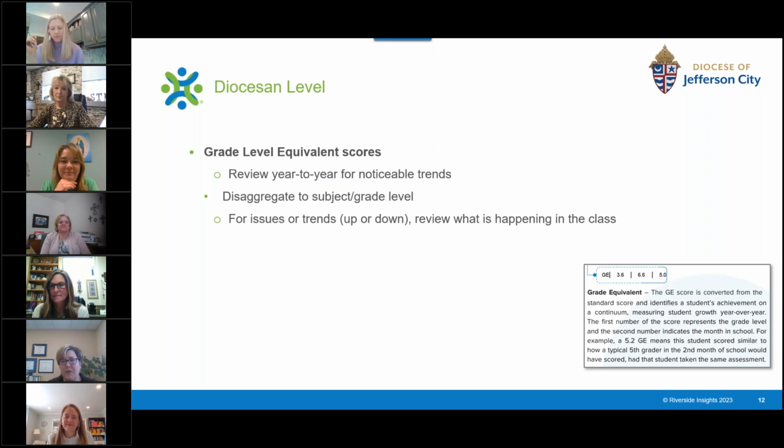So if I've noticed something, I'll give you an example. We have a very, very small school. The real worrisome red light is when you have several grade levels that are scoring below the national average. Our diocesan average is traditionally higher than the national average. So if your school has several grade levels scoring below the national average, then something's going on. And I had a school where that was the case. So that becomes a conversation of what's going on here.